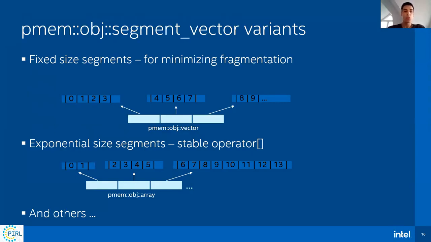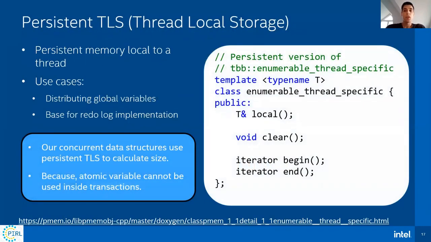And we use this variant to implement something we call persistent TLS. This is not yet a public API. It is based on the TBB enumerable thread specific structure, and it basically consists of local, clear, begin and end methods. The most important one is local. It gives you memory local to a thread. What is important here is that local does not need locks in most cases. It makes use of the indexing operator of segment vector, and a thread can just read from a segment vector using its ID as an index.